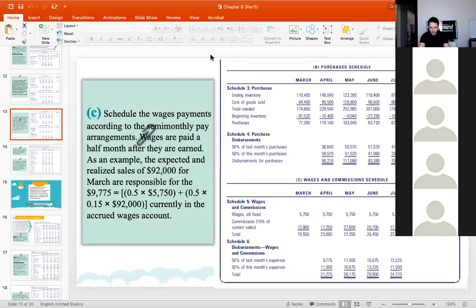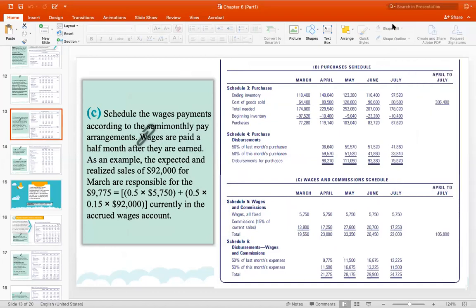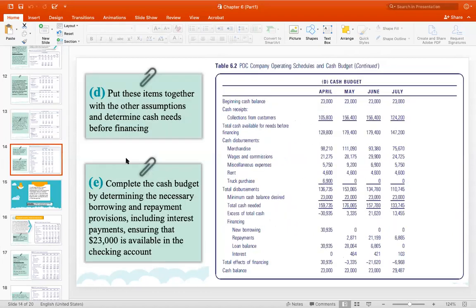This is the final thing that we did last time, right? Last time we built what we call the pro forma purchases schedule. We also scheduled the wages and the commissions paid by the firm, right? Now, the final step is how to build the cash budget, right? يعني ميزانية الكاش, ميزانية السيولة.